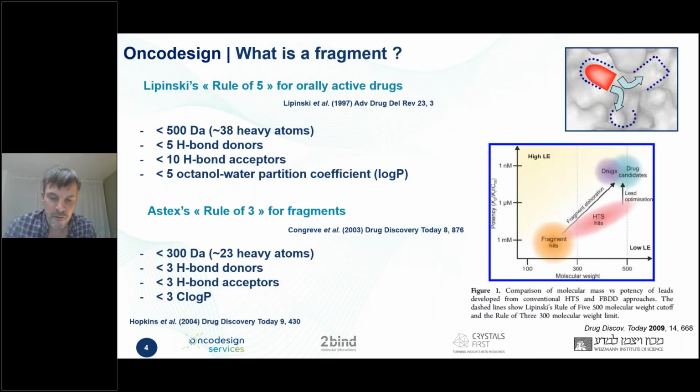Probably all of you are familiar with the rule of 5 as defined by Lipinski in 1997 to define the drug likeness of molecules. And for fragments, Astex defined the rule of 3. Fragments need to have a molecular weight less than 300 Dalton, H-bond donors or H-bond acceptors below 3, and a relatively low lipophilicity with a ClogP below 3.